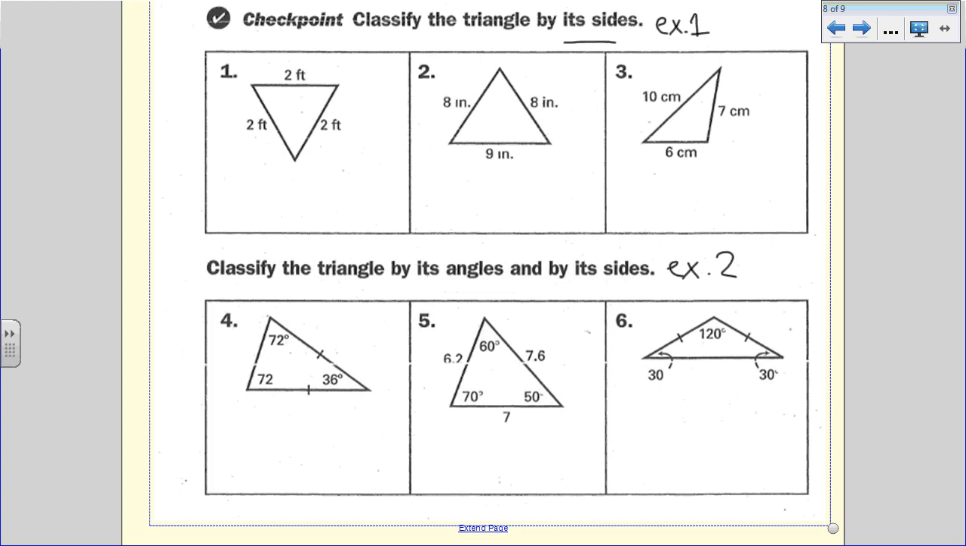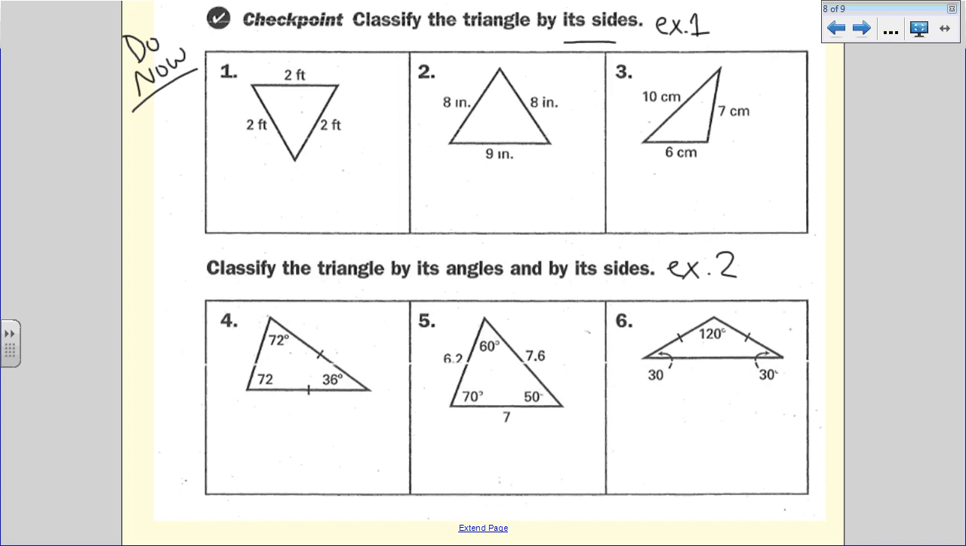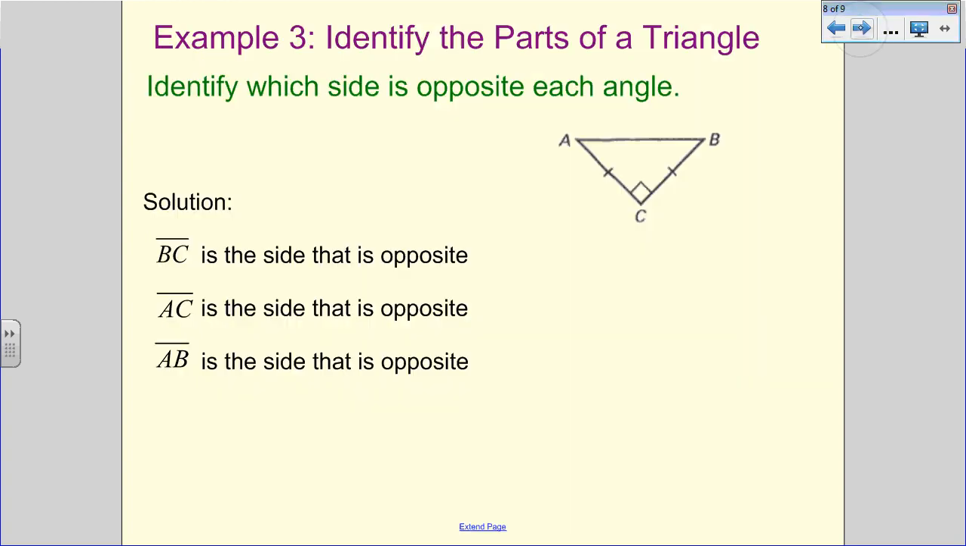All right, guys, you need to be able to do those checkpoints on your own. So this is a do now, and this is a check in class. You will get 0 points if those are not done. This will be a check in class. Okay, guys? All right, let's go take a look at our last slide.